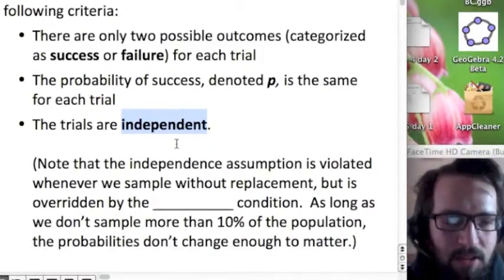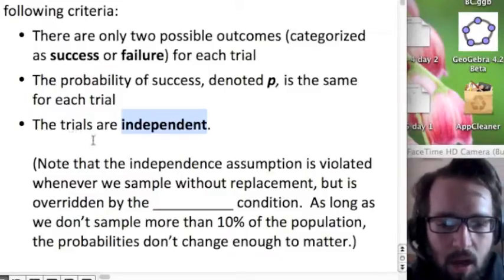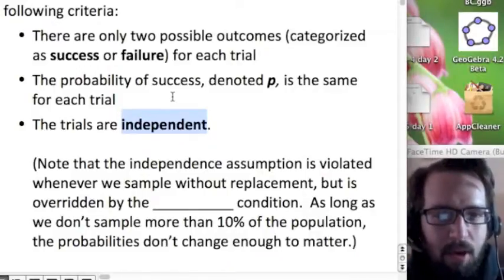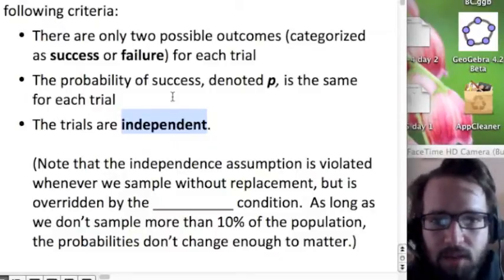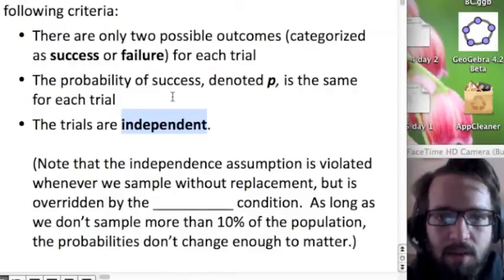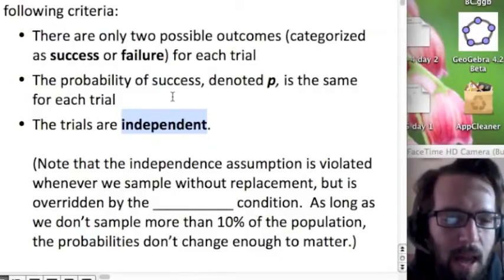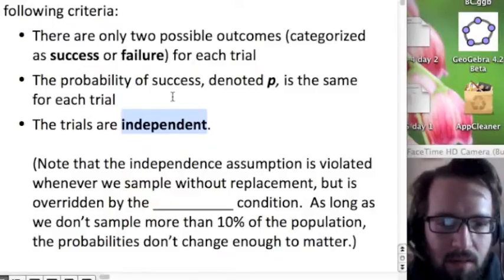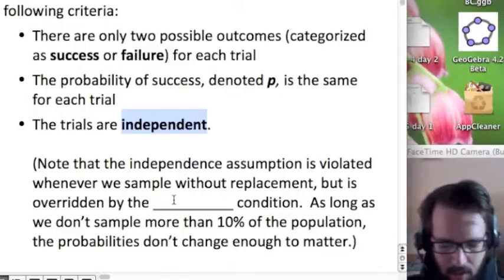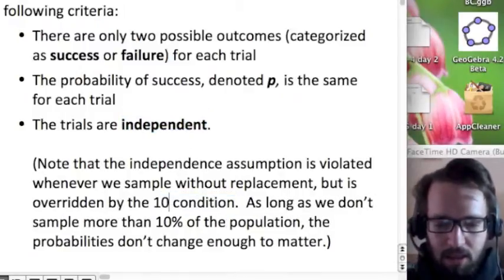Some situations that we have are not independent. We kind of pretend that they are, just for the sake of using an easier model. As we're taking cards out of a deck, the first card's out of 52 because there are 52 cards, and if you remove one of the cards, now it's out of 51. It changes it a little bit, but not much. So we're going to say this is overridden by the 10% condition.